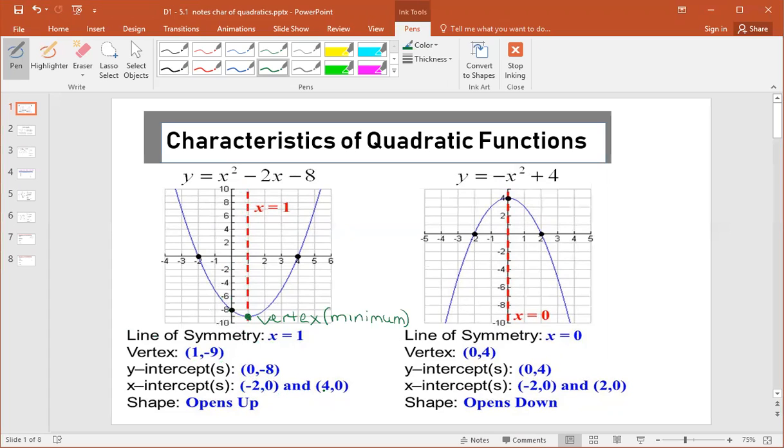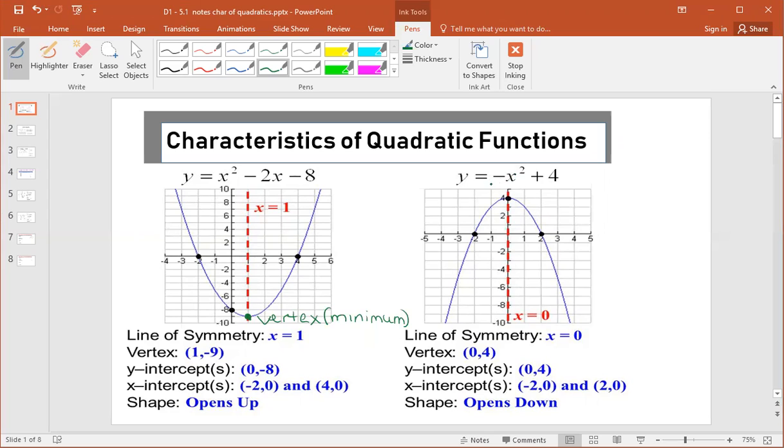The x-intercepts, where does the parabola cross the x-axis? We look, and we have two locations. We have -2, so that's -2, 0. And we also have +4, so that's +4, 0. This shape opens up, so it creates a bowl effect, and that means that this vertex is a minimum point. So these are our basic characteristics so far of these shapes.